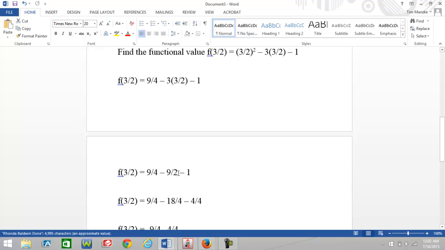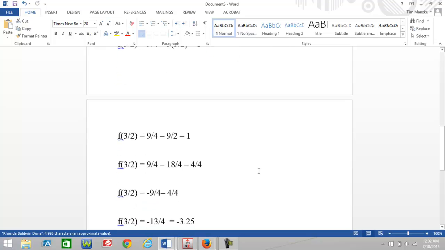We're going to need a common denominator between the 4 and the 2 in the denominator and the whole number 1. Our least common denominator is going to be 4. Multiply 9/2 top and bottom by 2, and you get 18 over 4. Then writing 1 as a fraction, you can write 4 over 4. Order of operations from left to right: 9/4 minus 18/4 would be negative 9/4. And then you have a minus 4/4. Think of it as adding two negative numbers. You end up with negative 13 over 4, which is negative 3.25.